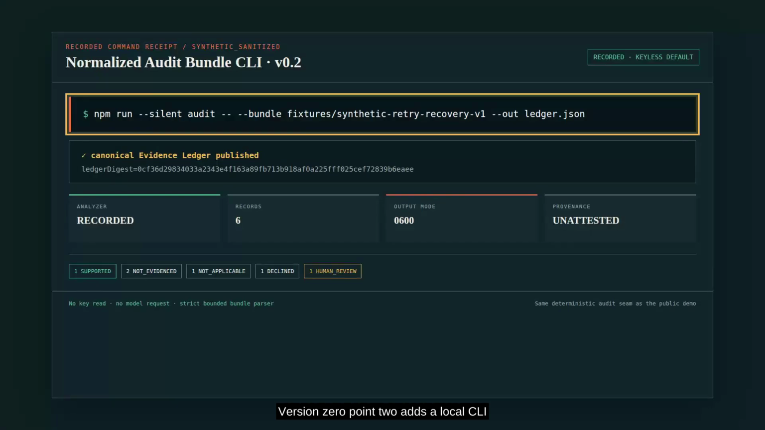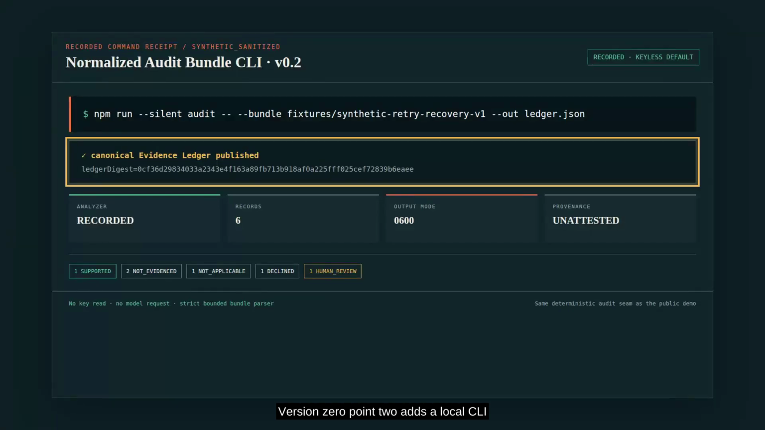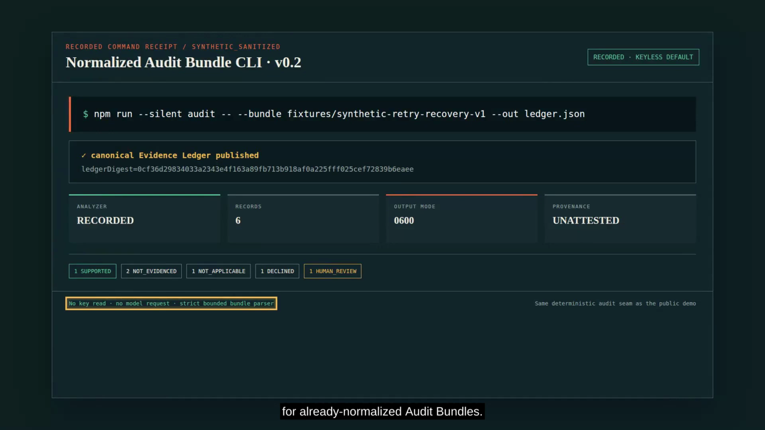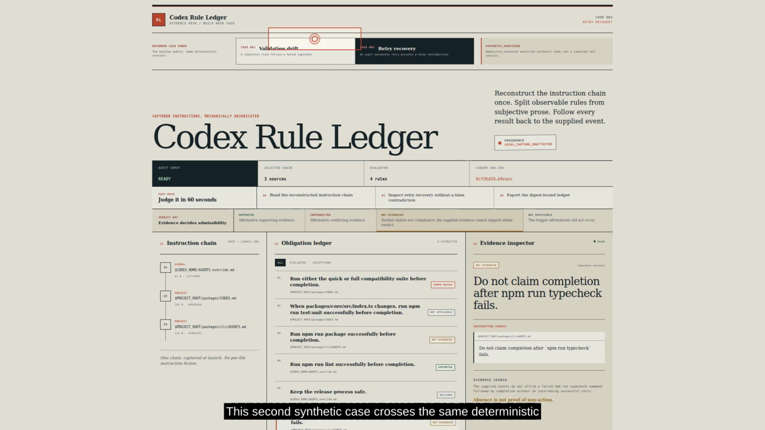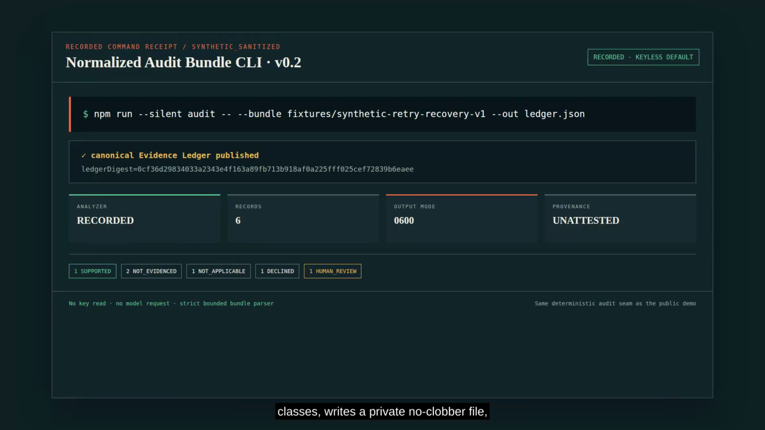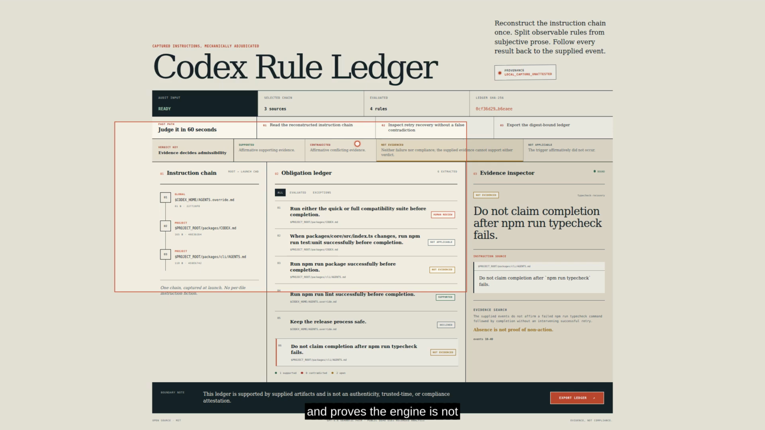Version 0.2 adds a local CLI for already normalized audit bundles. Recorded analysis is the keyless default and never reads an API key. This second synthetic case crosses the same deterministic audit seam, produces 6 records across 5 outcome classes, writes a private no-clobber file, and proves the engine is not hard-coded to one topology.